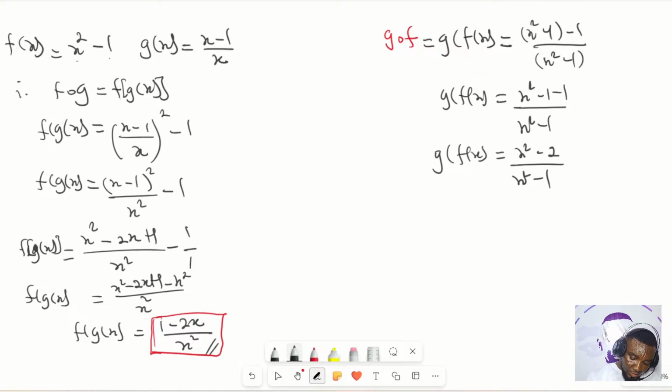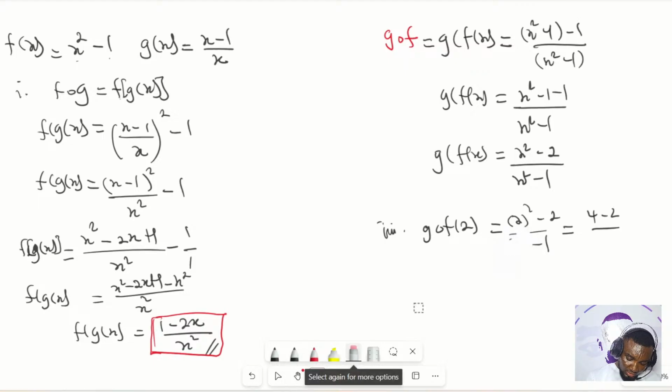Now we can substitute. In the third part of the question, we are asked to find g of f of 2. So wherever we see x here, we put 2 there. So you have 2 squared minus 2 all over 2 squared minus 1. In this case, we have 4 minus 2 all over, the denominator part is 2 squared. Let me write it well. So 2 squared, oh, I wrote it 2 multiplied by 2. So let me write it as 2 squared. So it's 2 squared minus 1, right? And in this case, you have 4 minus 1. So it means that you're going to have 2 all over 3, right?